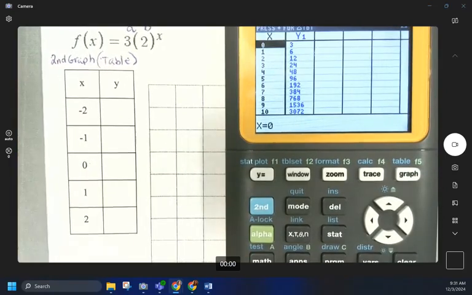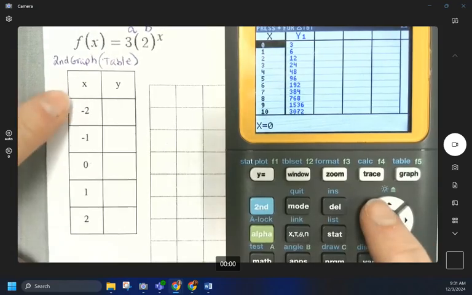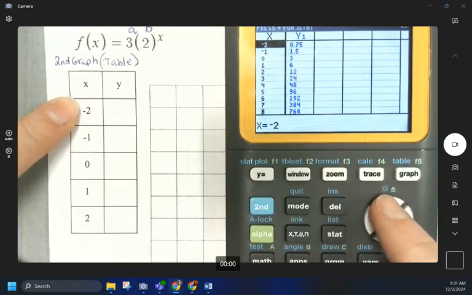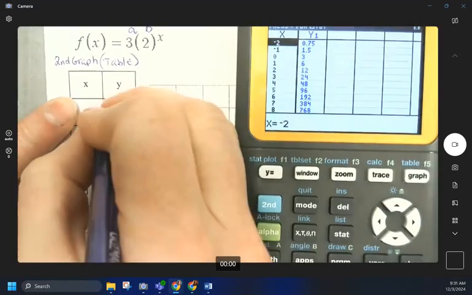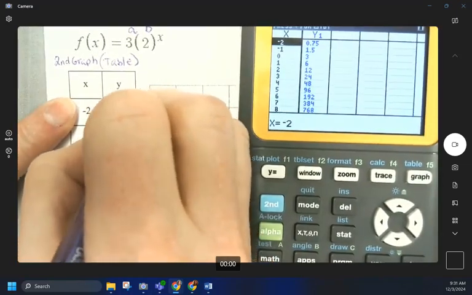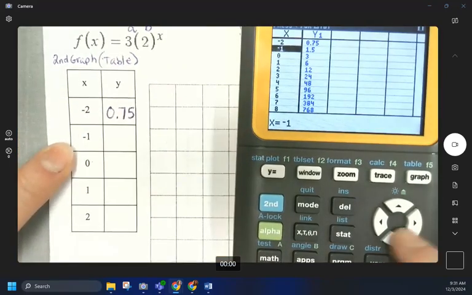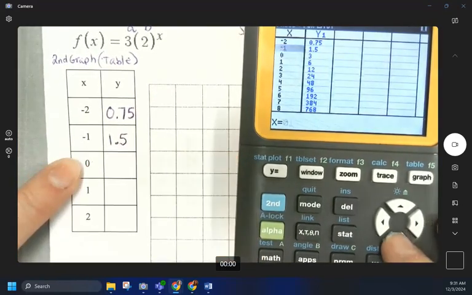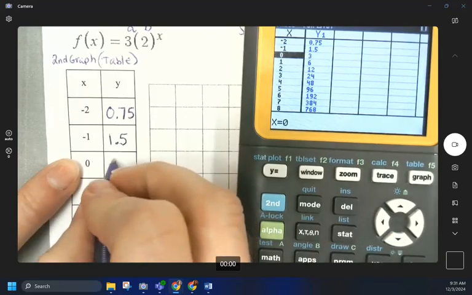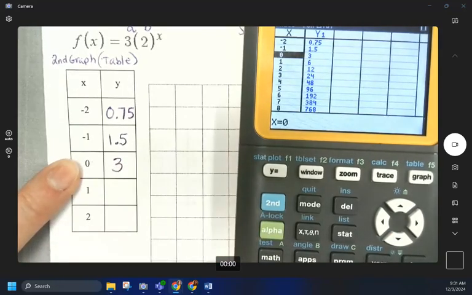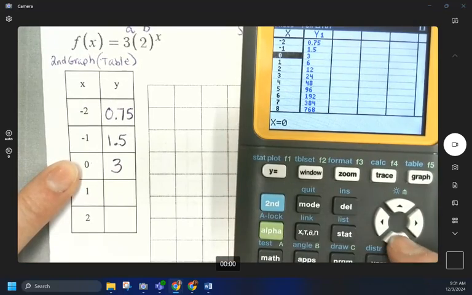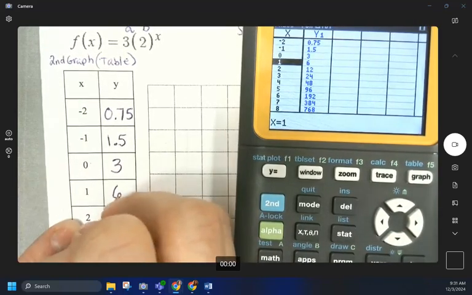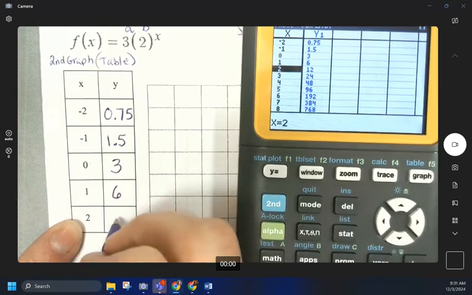We're going to fill in this table with values. So it starts out with x being negative 2. So I'm going to go up. Yep. So go ahead and write that down. Then negative 1, 1.5, 0, 3, which remember that's our y-intercept. 1, 6, 2, 12.